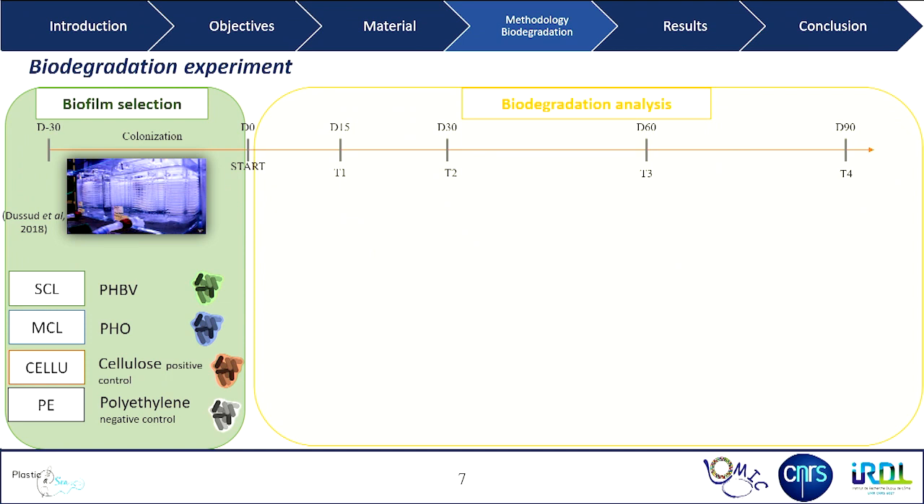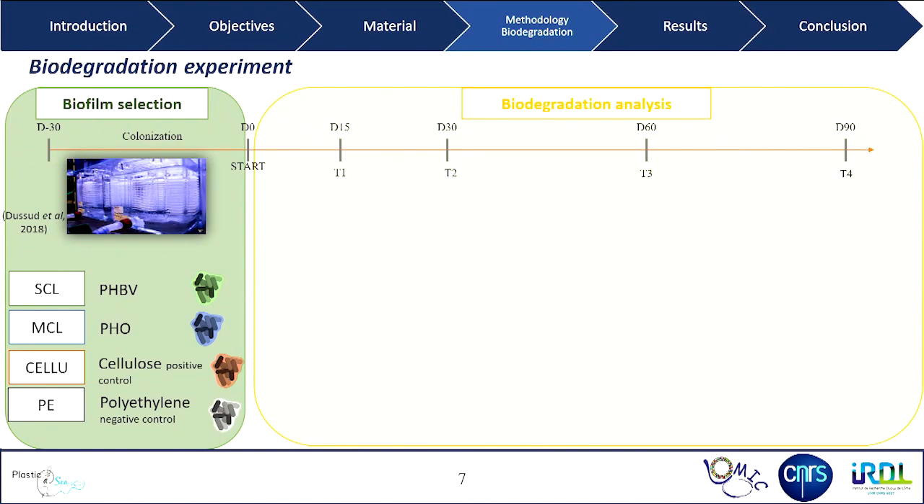We have aquariums in Banyuls-sur-Mer that are directly connected to the sea. So we have a pump coming from the sea, giving water to the aquarium daily with all the bacteria and the microorganisms. We put 4 polymers: PHBV for short chain, PHO for medium chain, cellulose as a positive control, and polyethylene as a negative control. We put these polymers in the aquariums for 1 month to get a mature biofilm specialized to the polymer.